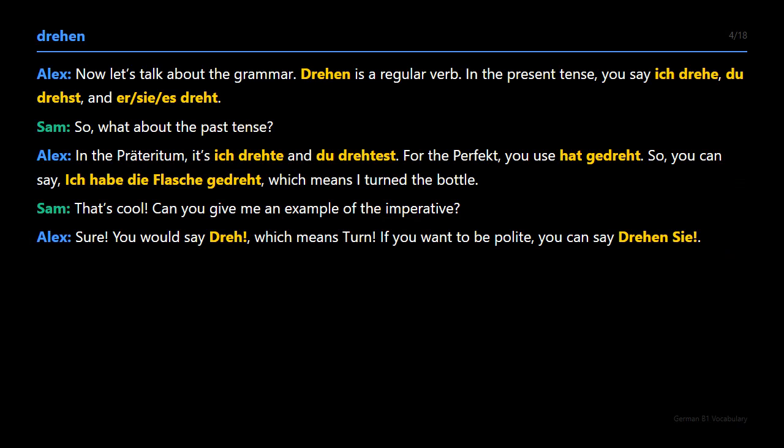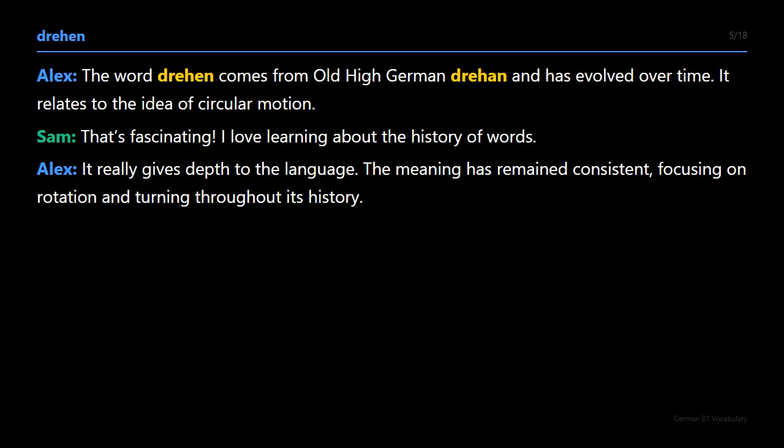The word drehen comes from Old High German drehen and has evolved over time. It relates to the idea of circular motion. That's fascinating. I love learning about the history of words. It really gives depth to the language. The meaning has remained consistent, focusing on rotation and turning throughout its history.